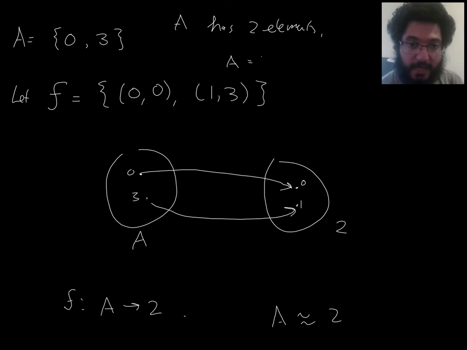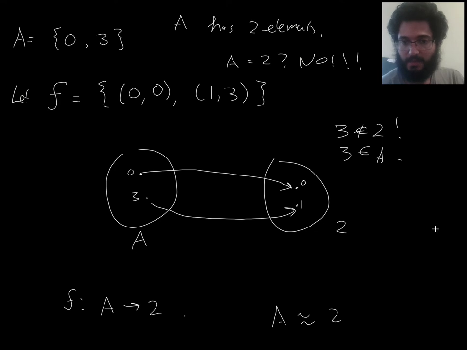Okay, so here A has 2 elements. But would you say A is 2? Absolutely not, right? For one thing, they share an element, which is 0. A and 2 definitely both have 0 as an element. But 3 is not an element of 2. But 3 is an element of A in this situation. Do you see how I know 3 is not an element of 2?